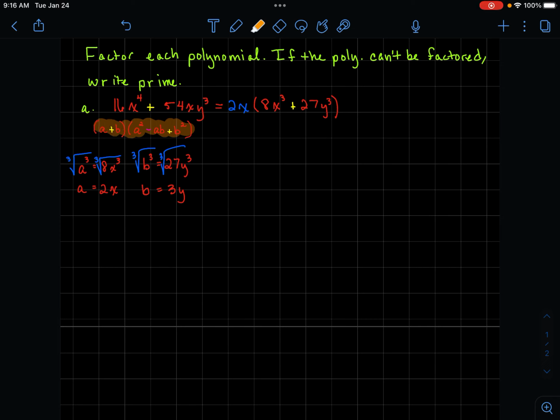Now I'm going to go right back to this entire factored form here. Wherever there's an a, I put a 2x. Wherever there's a b, I put a 3y. So going back to this, originally we factored out a 2x. Now my a is 2x.